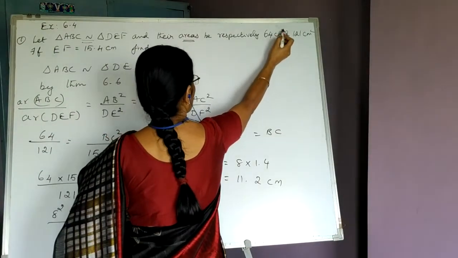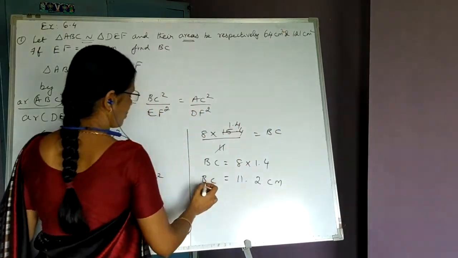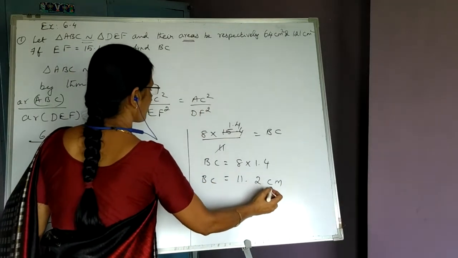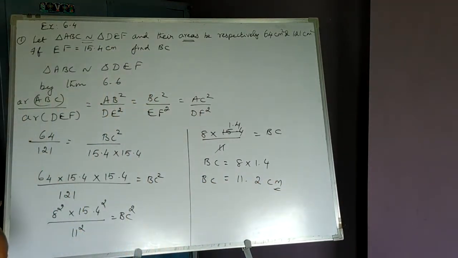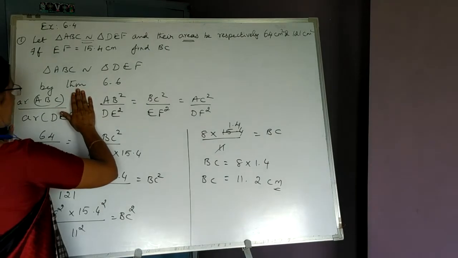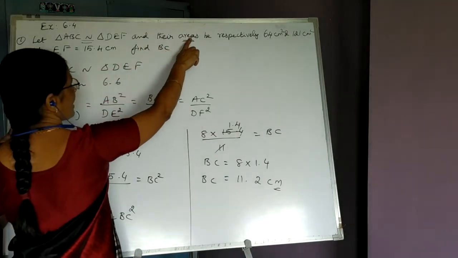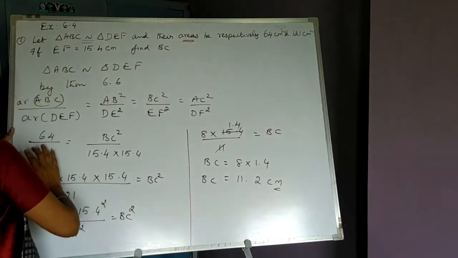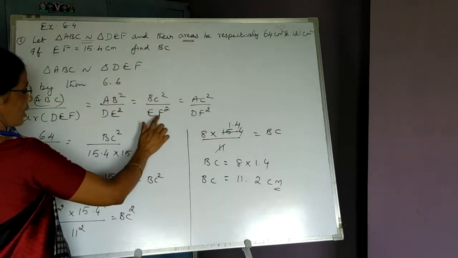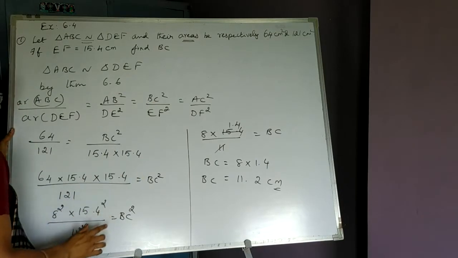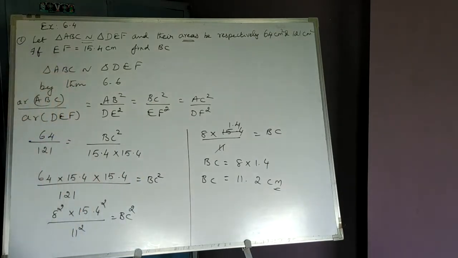It is the length of the side of the triangle. For areas it is given square centimeter. Therefore the length of the side is 11.2 centimeter. So easily we can make out it is by theorem 6.6 because the triangles are similar and the term areas is used in the question. Therefore we are using theorem 6.6 to substitute it and we have found the value of BC.